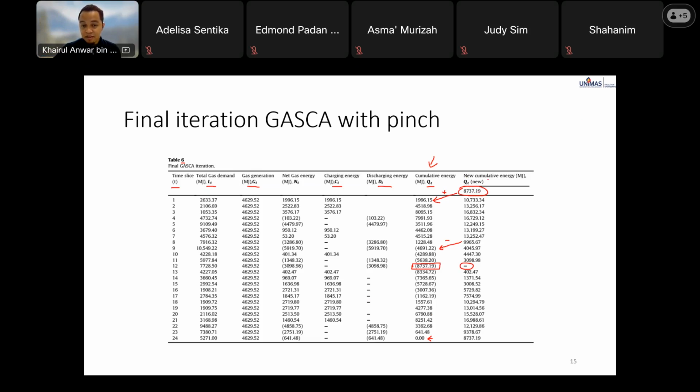So for the new cumulative energy, QT new, we do the cascading again. So instead of 0, it's 737 plus 1996, 10,733, and we do the rest until the end. So at the end, you see the value of Q initial and Q final is the same, and there are 0 here.